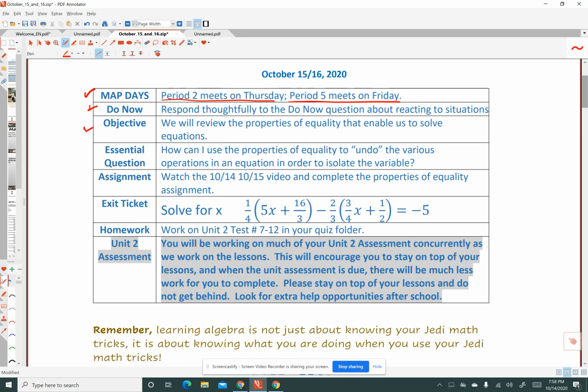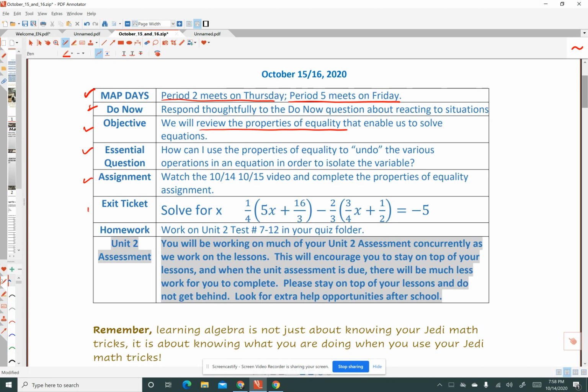Our objective will be to review the properties of equality, and those are the properties that enable us to solve equations. They enable us to use inverse operations to undo the things that are happening to x or whatever variable is in the equation that allows us to isolate that variable and then solve for that variable. Our central question is, how can I use the properties of equality to undo various operations in an equation in order to isolate the variable? And we're going to watch a video and complete properties of equality assignment.